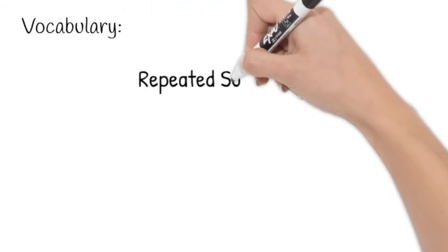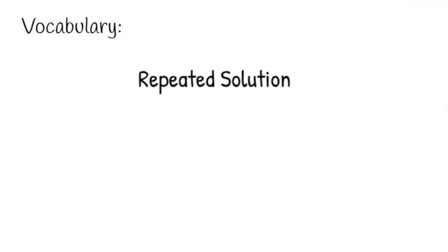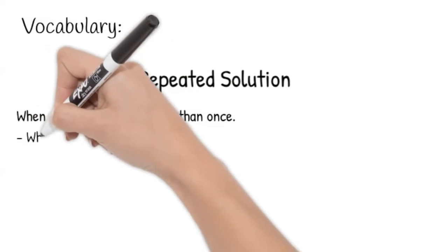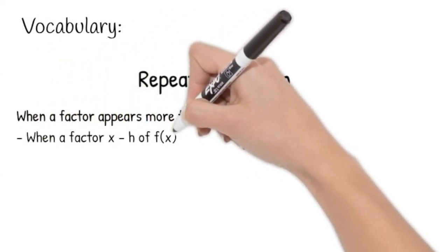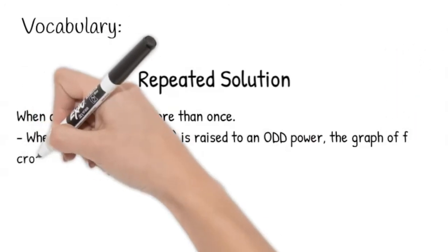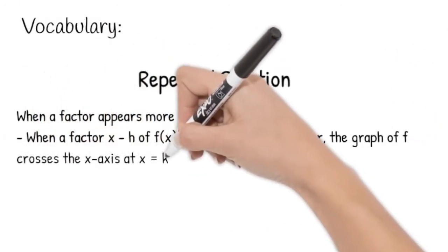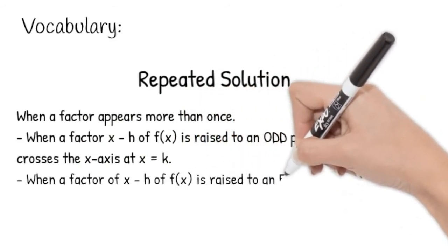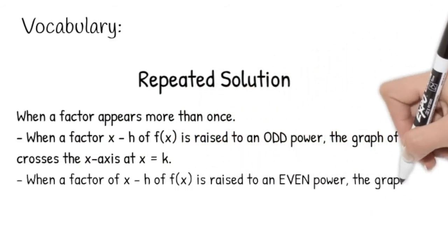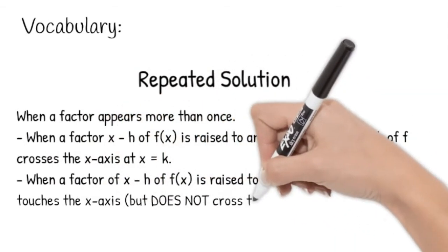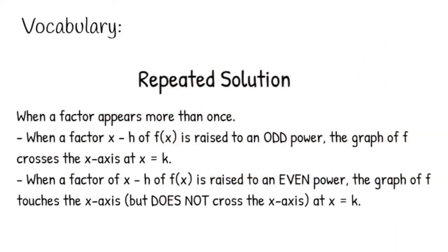A repeated solution is when a factor appears more than once. So if it is raised to an odd power, the graph of f crosses the x-axis at x equals k. And when the factor of x minus h of f of x is raised to an even power, the graph of f touches the x-axis, but does not cross the x-axis at x equals k.